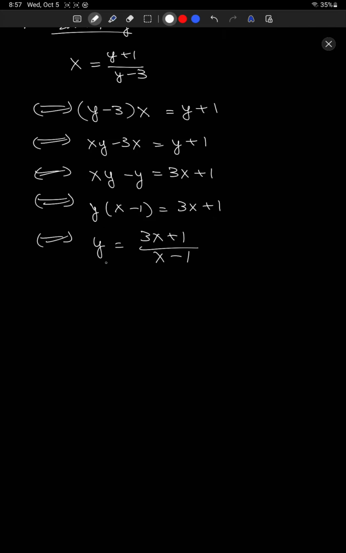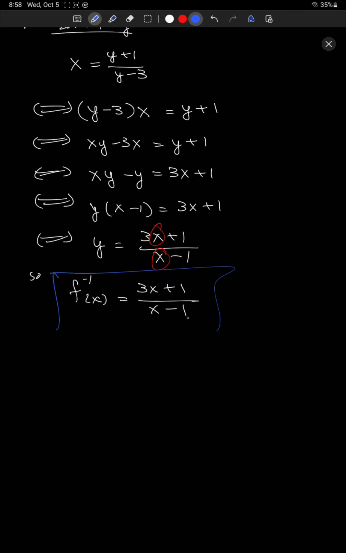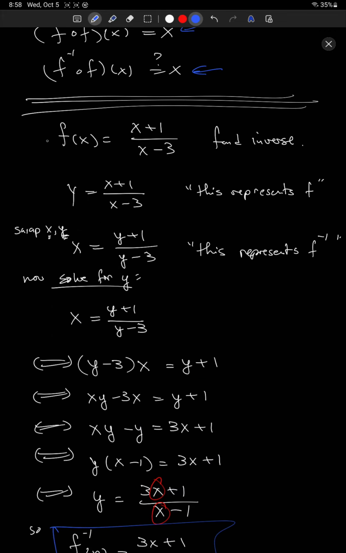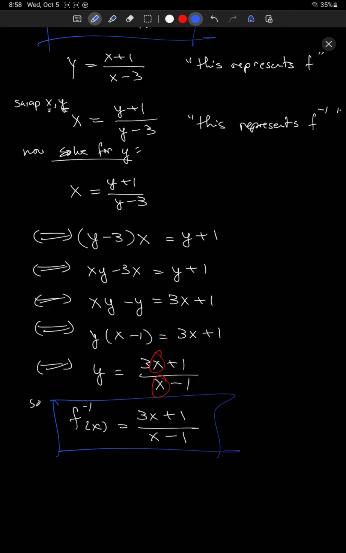All right, so once I have y equals something in terms of only x's on the right-hand side, then that's my formula. So f inverse of x is equal to 3x plus 1 over x minus 1. And again, you can check by taking the composition of the guy I just found with my original function to see if I end up with just x. If I do, then I'm all set.